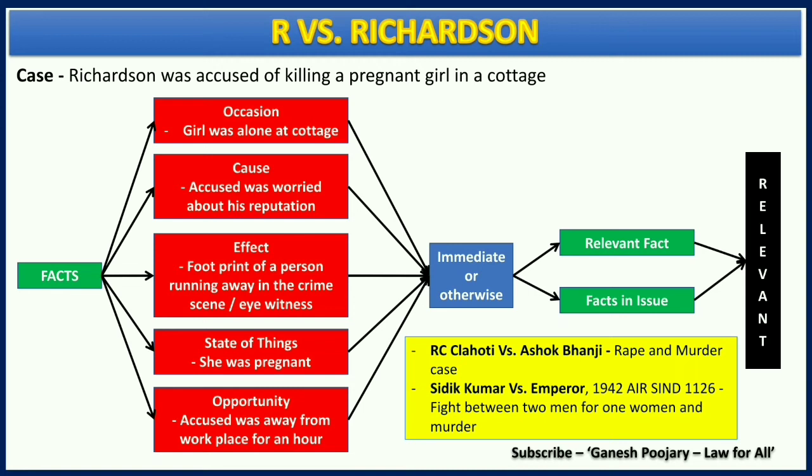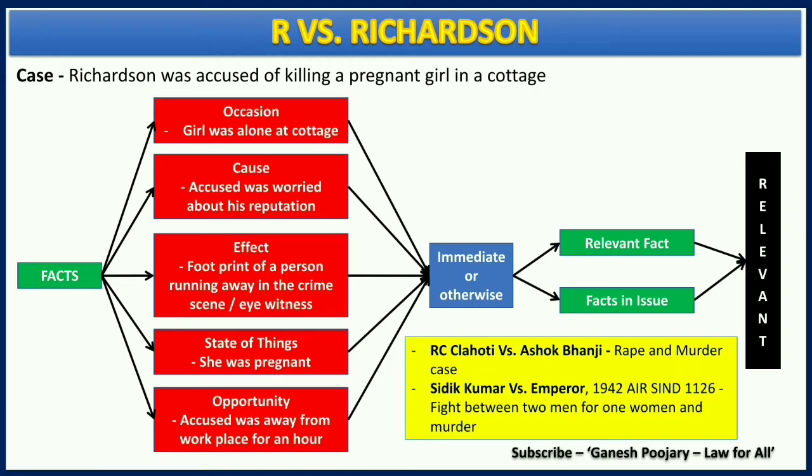Now that means the accused and the girl had a relationship and she became pregnant, and that is why the accused was worried about his reputation, that the girl might tell the outside world that he is the one who made her pregnant. Now what is the effect? While he killed and was running away, a footprint got registered because he was running away from the crime scene, and then an eyewitness also saw him, and later when asked, she said very clearly that the person who was running away looked exactly the same in height and way of walking, etc. That is the effect that came out of the murder.